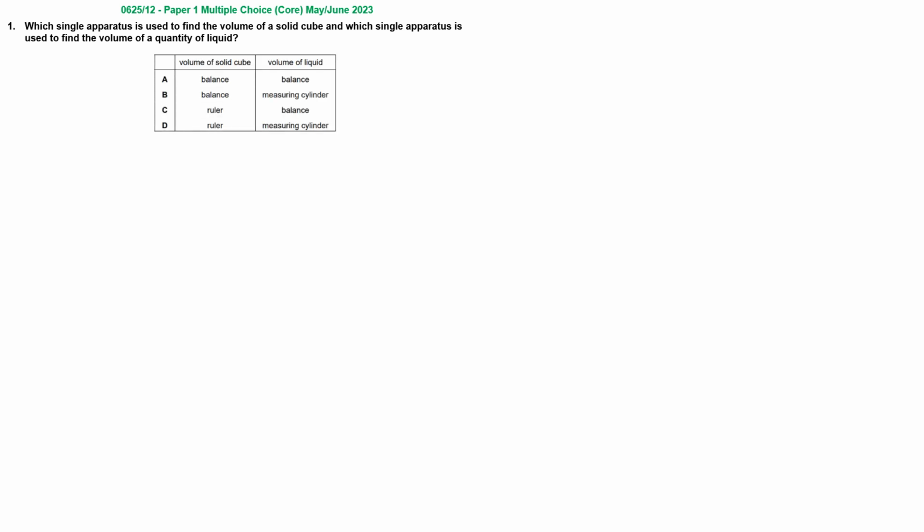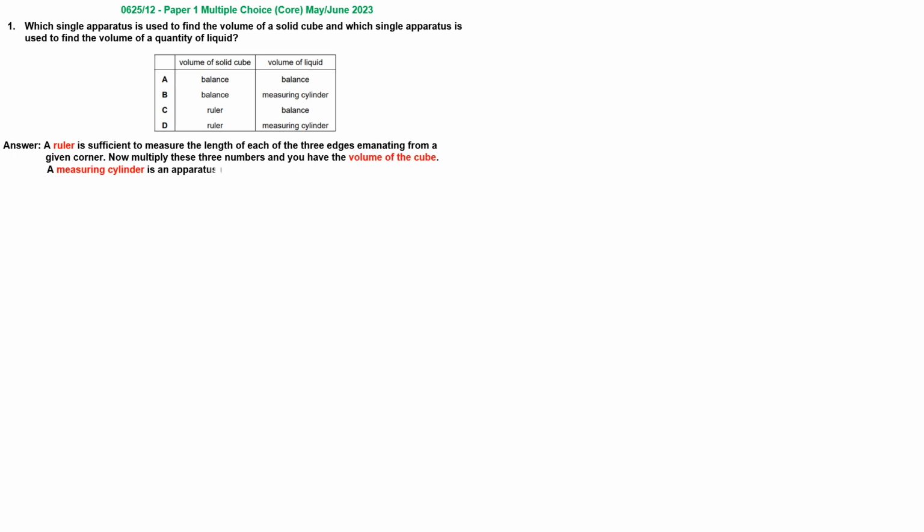Question 1. A ruler is sufficient to measure the length of each of the three edges emanating from a given corner. Now multiply these three numbers and you have the volume of the cube. A measuring cylinder is an apparatus used for measuring volumes of liquids.